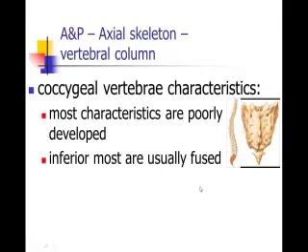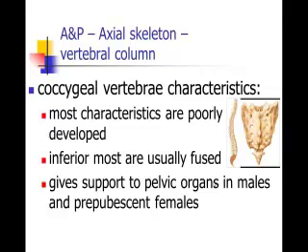This is going to be the case for males and prepubescent females. In postpubescent females, a lot of times this curve kind of goes away and they straighten out. And that's good news and bad news. Good news would be right, birth. Bad news, right, prolapse of organs. So mature females can have babies more easily than men or prepubescent females, but they are more prone to organ prolapse. Okay, so it does give support to pelvic organs, both in males and prepubescent females.